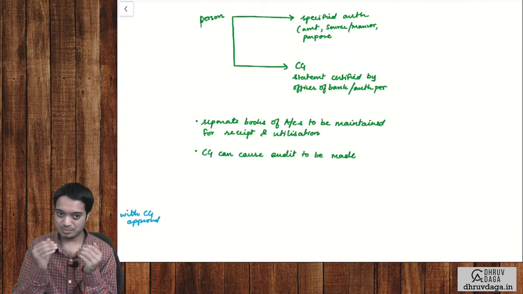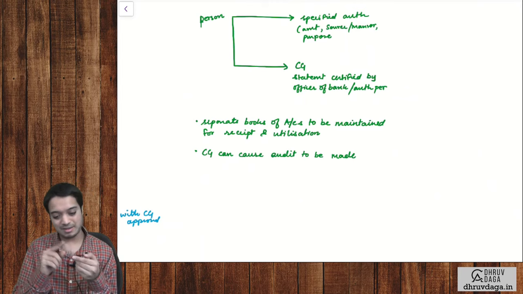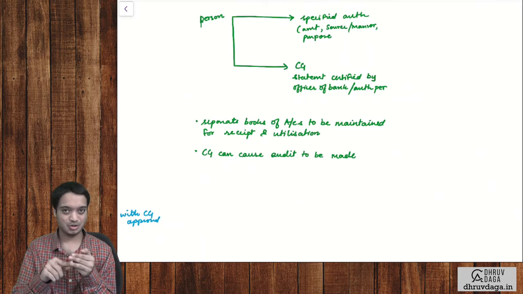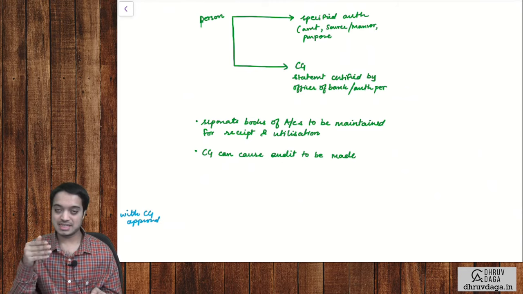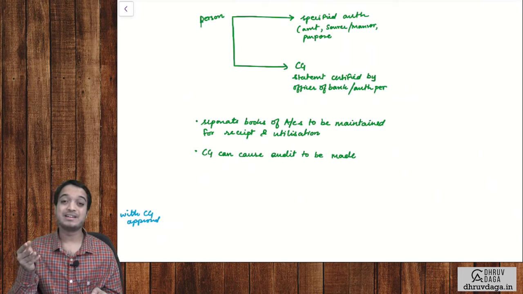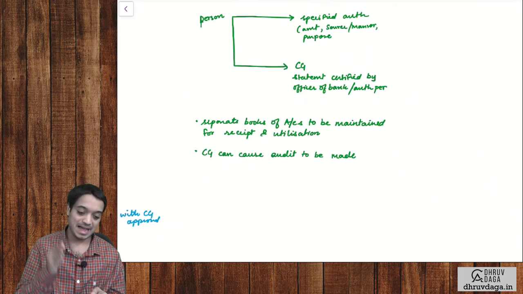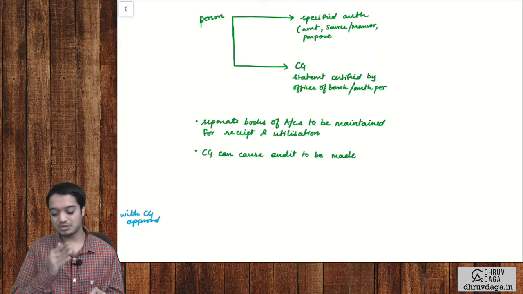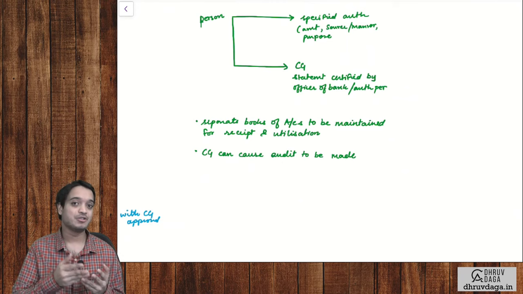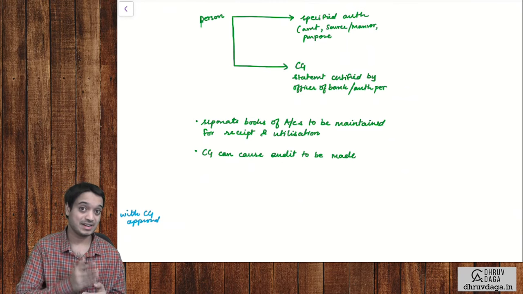The person will tell the specified authority the amount, manner and source, and together with that the purpose also. He will also need to submit to the central government a statement certified by the bank or authorized person. Separate books of accounts need to be maintained for receipt and utilization, and the central government can cause an audit to be conducted if it thinks fit.